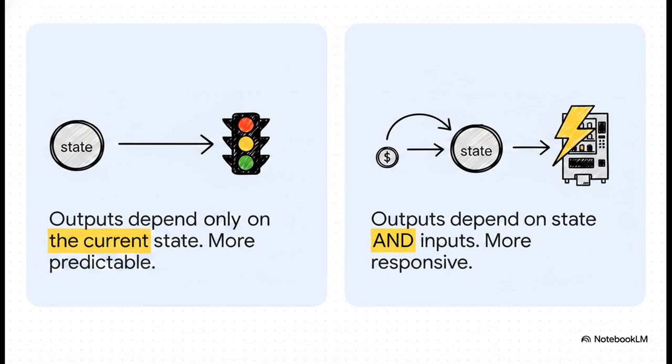But then you have the Mealy machine. Its outputs depend on the current state and the current inputs. Because the input directly influences the behavior right away, Mealy machines are incredibly responsive, and they often actually need fewer states to get the job done. Think of a vending machine instantly snapping into action the second you drop a coin in. That super fast, snappy response is classic Mealy machine behavior.